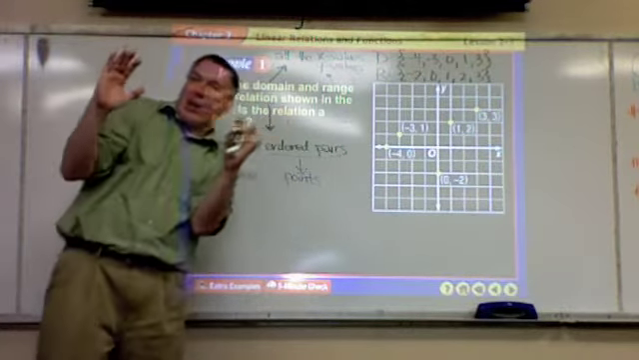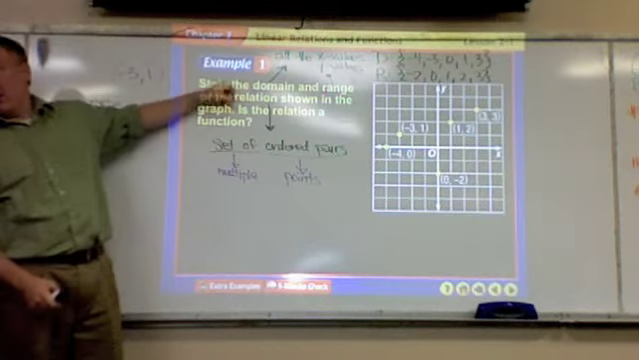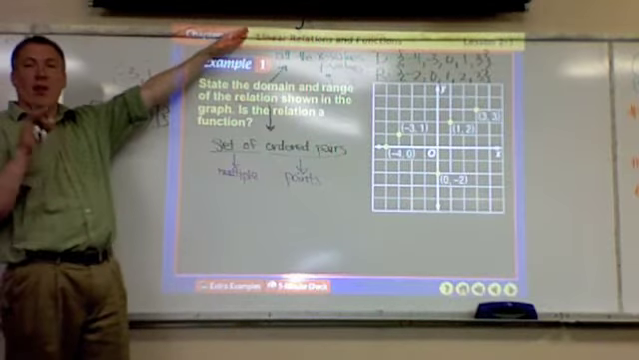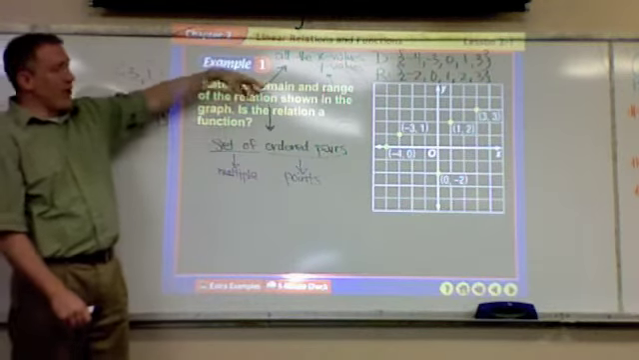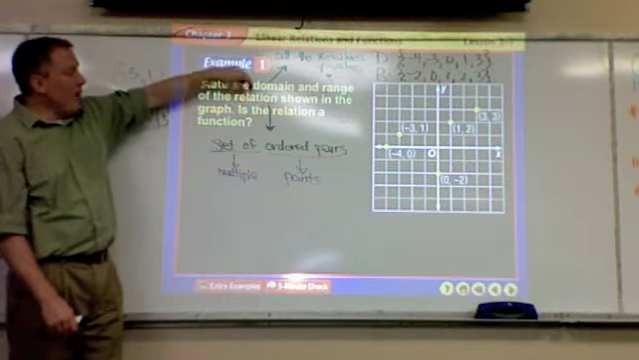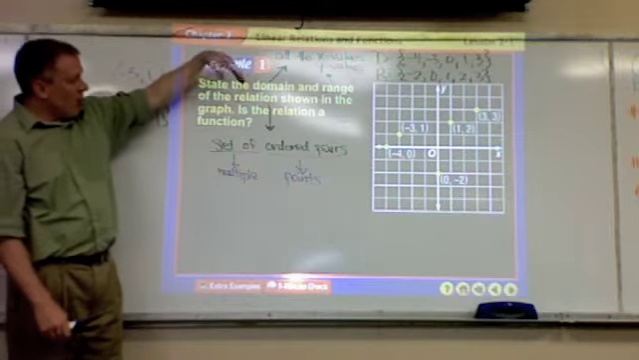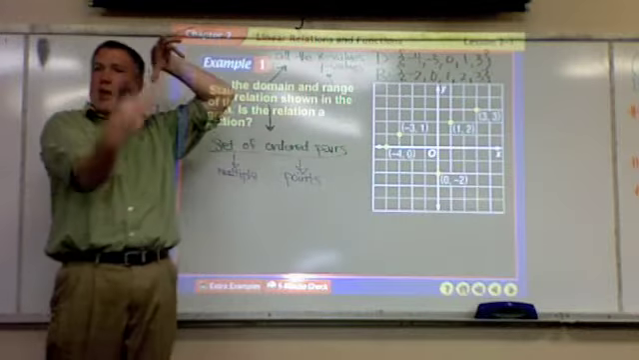So this is the deal. I want you to hear this. Every function is a relation, just like every golden retriever is a dog. Meaning it's part of this idea, but it's more specific than that. Not every relation is a function. There's a particular idea in a relation that determines whether or not it's a function.